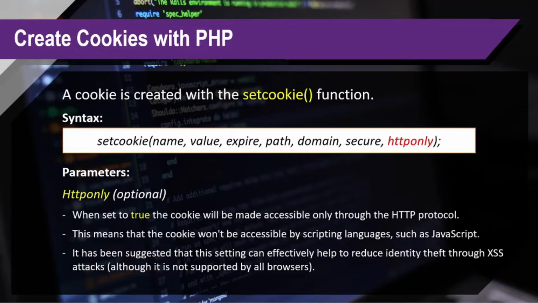So for the HTTP only parameter, which is also optional, when set to true, the cookie will be made accessible only through the HTTP protocol. This means that the cookie won't be accessible by scripting languages such as JavaScript. It has been suggested that this setting can effectively help to reduce identity theft through XSS attacks. Although it is not supported by all browsers. Okay?